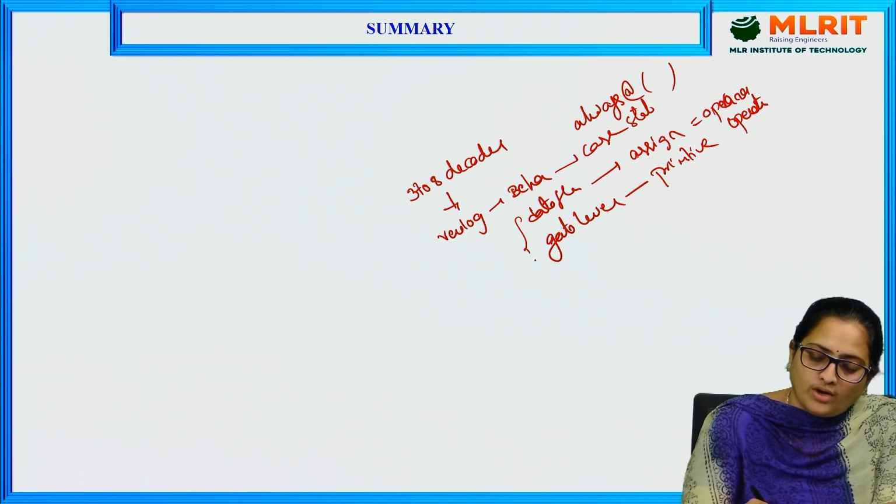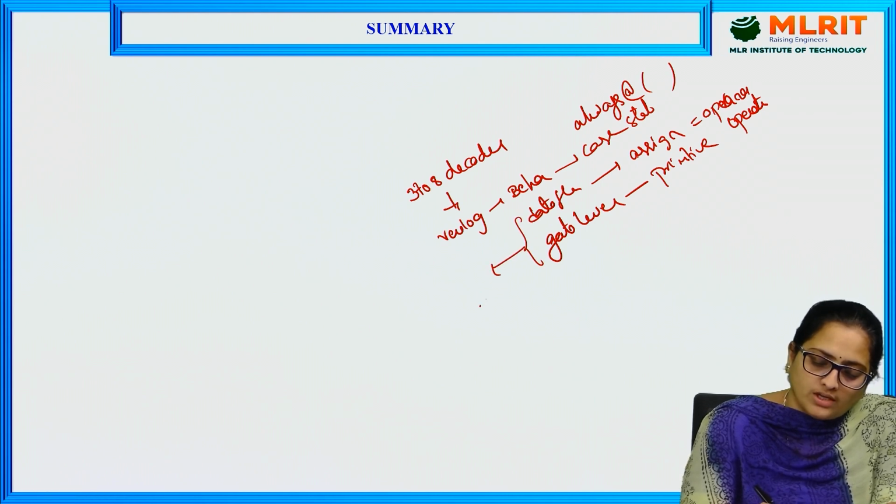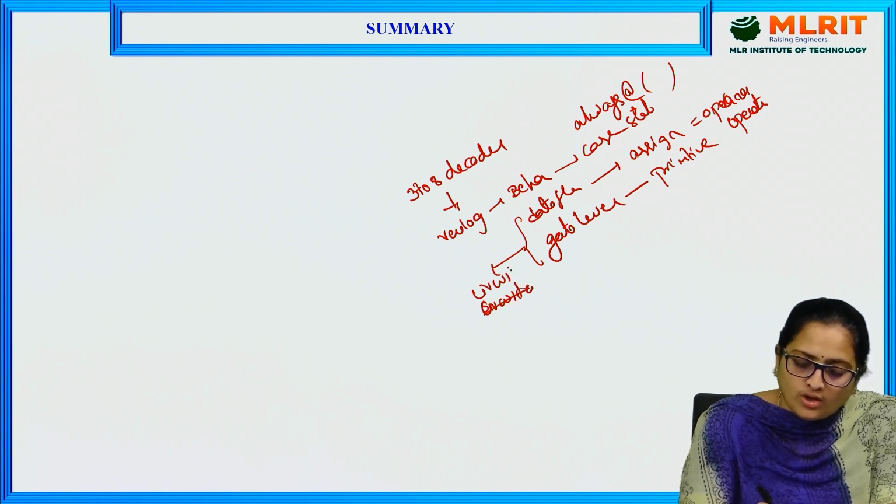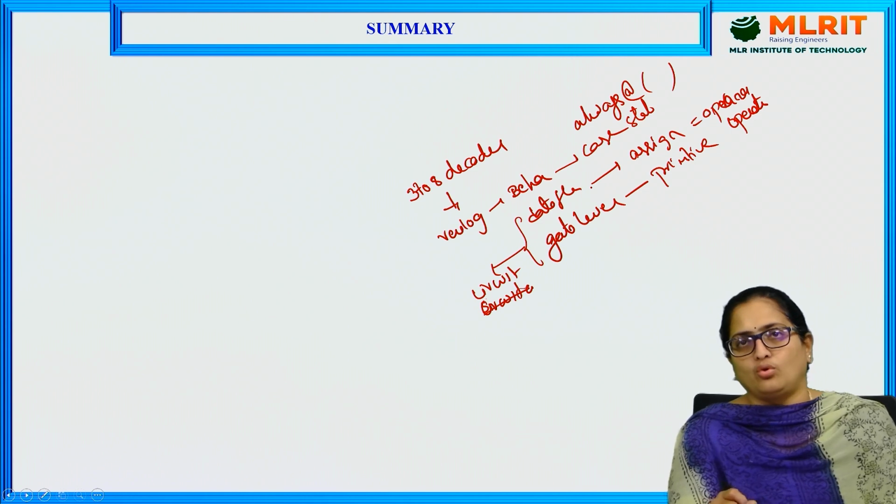In data flow and gate level, the Verilog code resembles the circuit. Based on the circuit, you can write Verilog code for data flow and gate level.